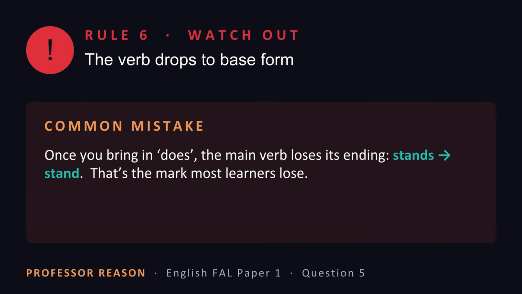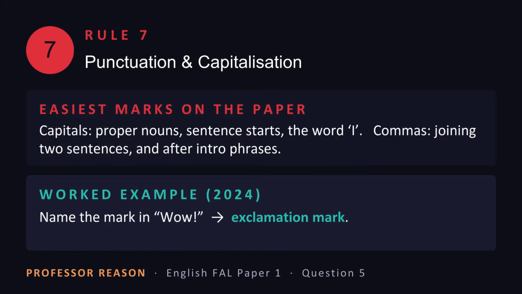From the 2024 question paper, here's the sentence. The new steakhouse beef stands out as distinct. So this one becomes doesn't stand out. See it? Stands became stand. Once you bring in does, the main verb drops to its base form. That is the mark most learners lose.